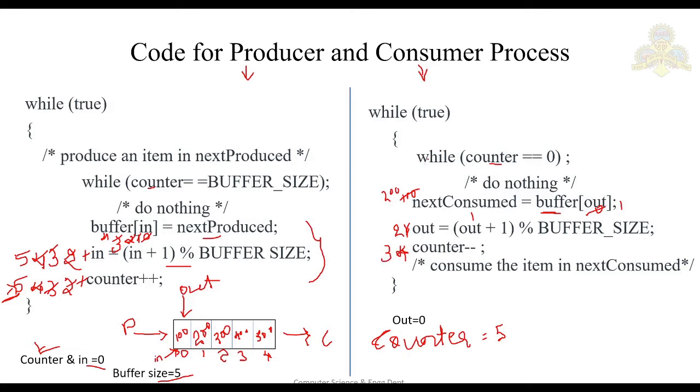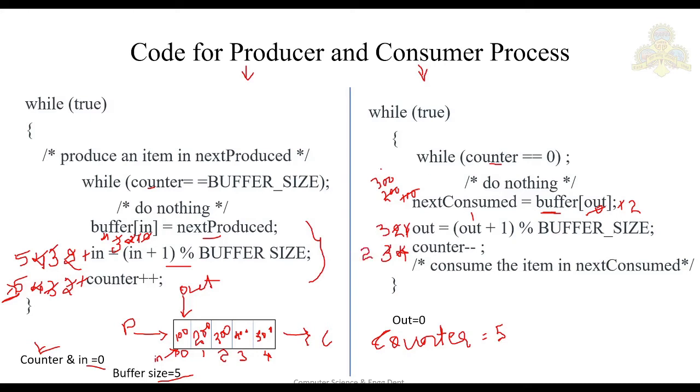Again, come back to this while loop. Check whether 3 is equal to 0. No. Come here. Now what is the out value? It is 2, right? So what is there in buffer of 2 location? This location, it is 300. So that 300 would be placed in the variable next consumed. Okay. So it is 300 now. Perform this operation. What is out value? 2. 2 plus 1, that is 3. 3 mod 5, which is again 3. Decrement the counter 3 minus 1, which is 2.